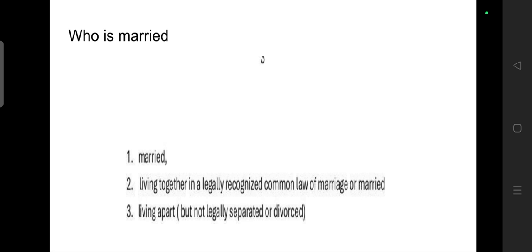When couples file the return jointly, they are in a harmonious relationship. Obviously, they will file the return jointly and claim the tax benefits. But in certain circumstances, couples in the process of divorce won't file the return jointly. They will file the return separately.